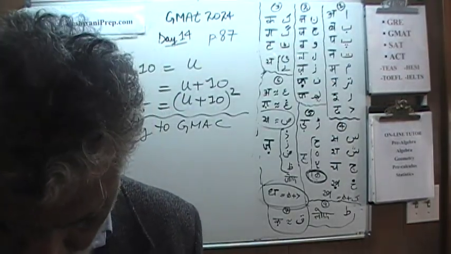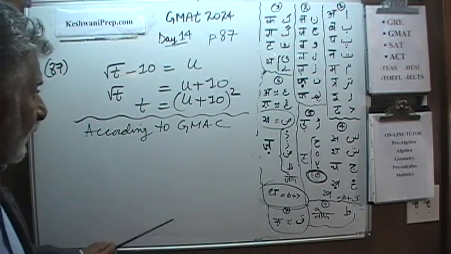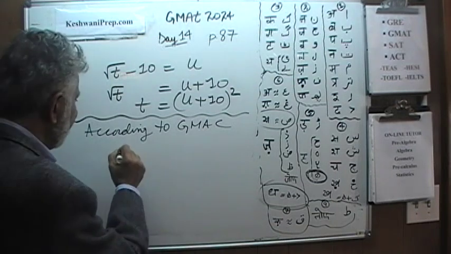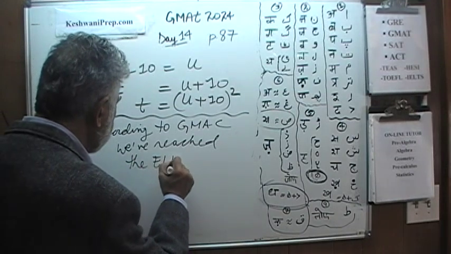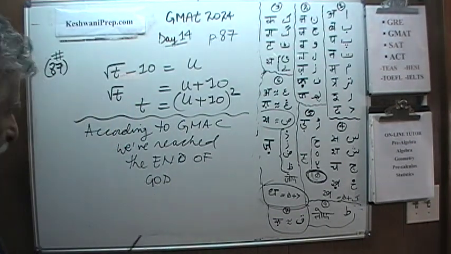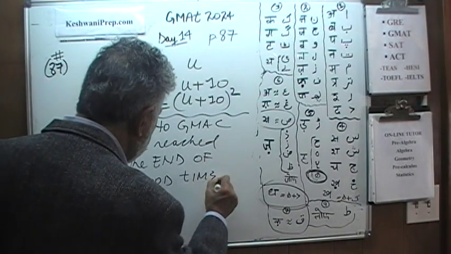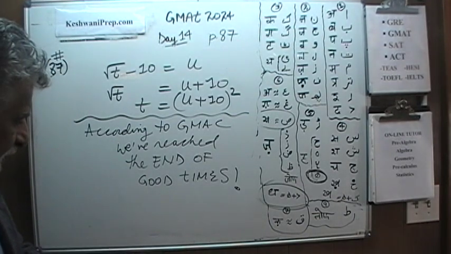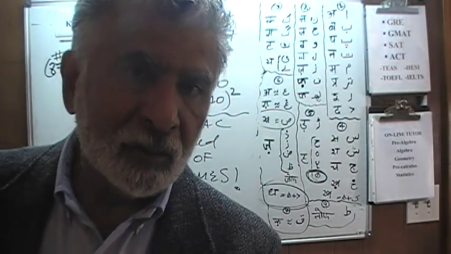If you have the book in front of you, you will see that there's a clear marking at the end of problem 87 that according to GMAC, we have reached the end of good times. That's what they tell you. That's what it says at the end of problem number 87. There's a marking there that tells us that was the end of the easy questions.